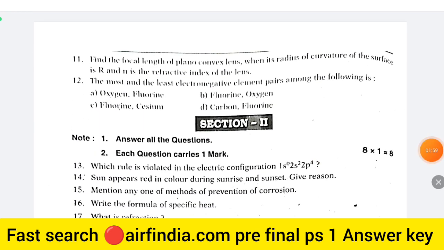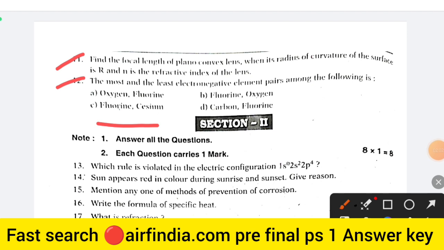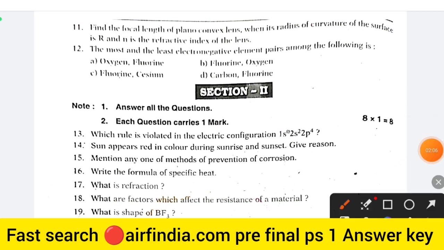And the next are question numbers 11 and 12. These are blur questions. I will provide them in the next video, so wait for the next video where I will provide and answer all the questions.